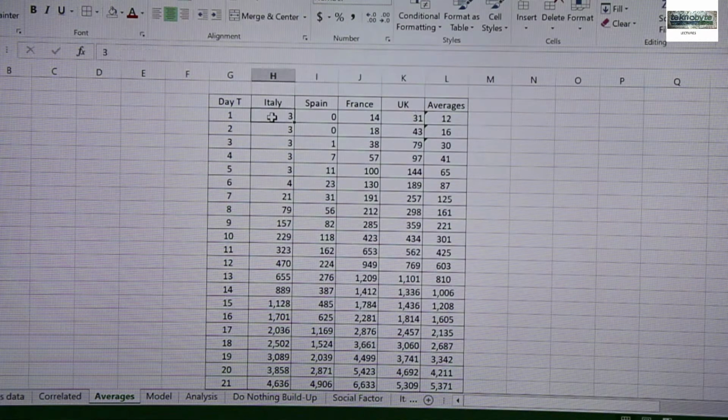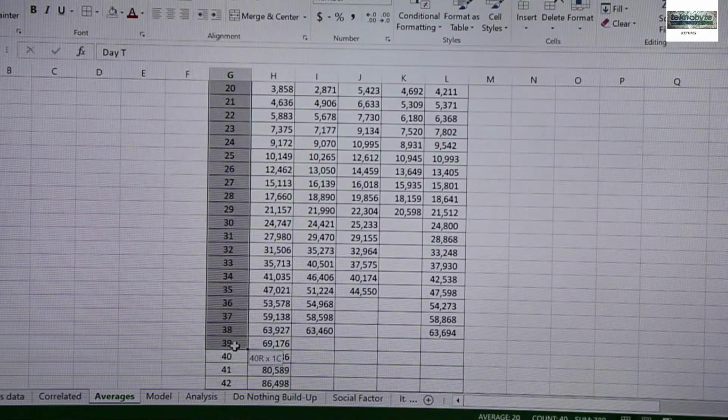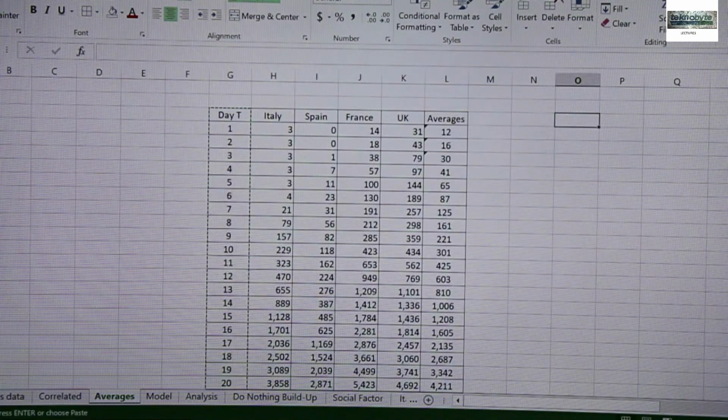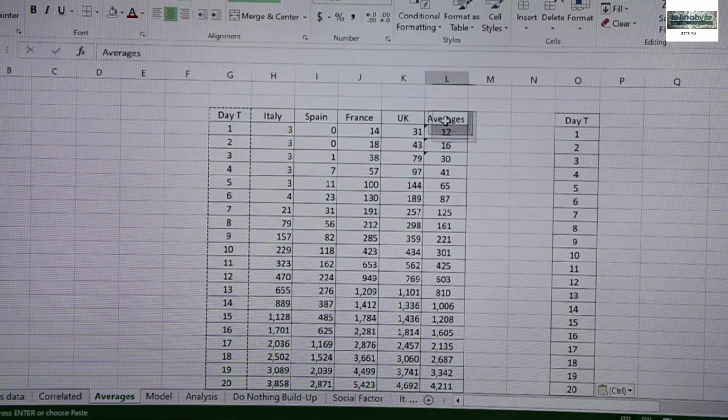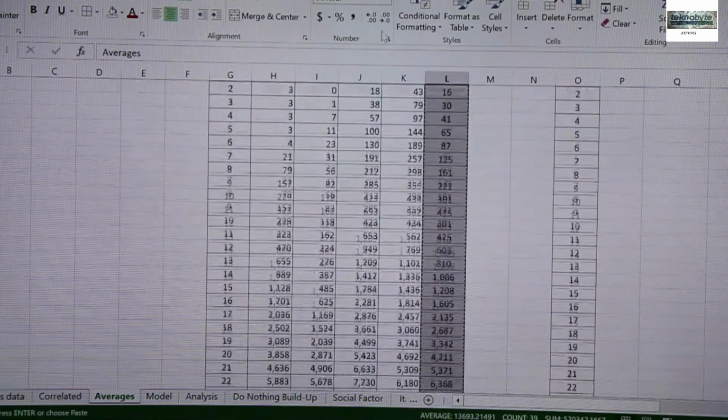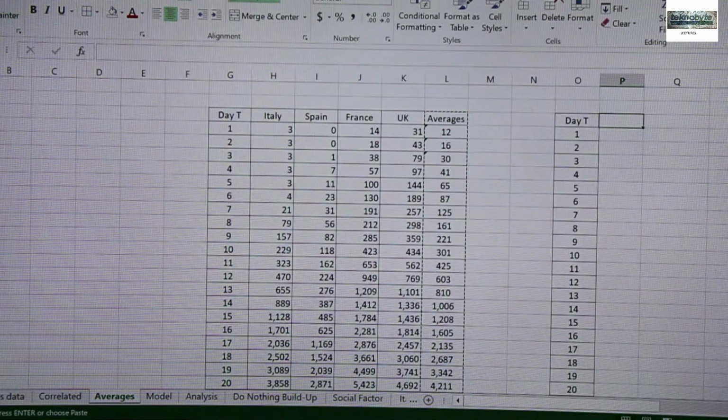This is day 1 of the Italian epidemic, day 1 of the Spanish epidemic, day 1 of the French epidemic, and they're all different. So what I'm going to do to plot the do-nothing data is take this as the days. I'm going to put it here, and I'm going to take this data here. So you get my XY plots.